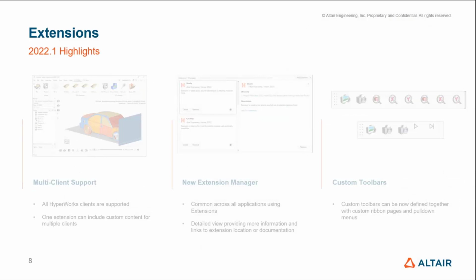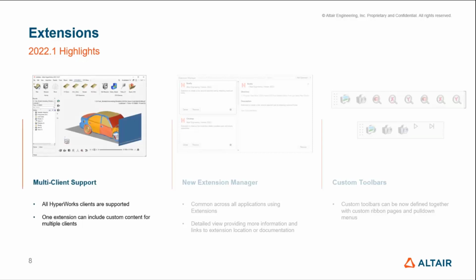So let's review all the highlights for 2022.1. Multi-client support. It's a big step forward. It means that users can create extensions for all clients in HyperWorks. And it also means that a single extension can include content for multiple clients, right? So if I want to bring custom content to HyperMesh and HyperView and HyperGraph, and it's one consistent extension, I can bring it as a single package. But of course, you can have multiple packages per client. It's entirely up to you what fits the need.